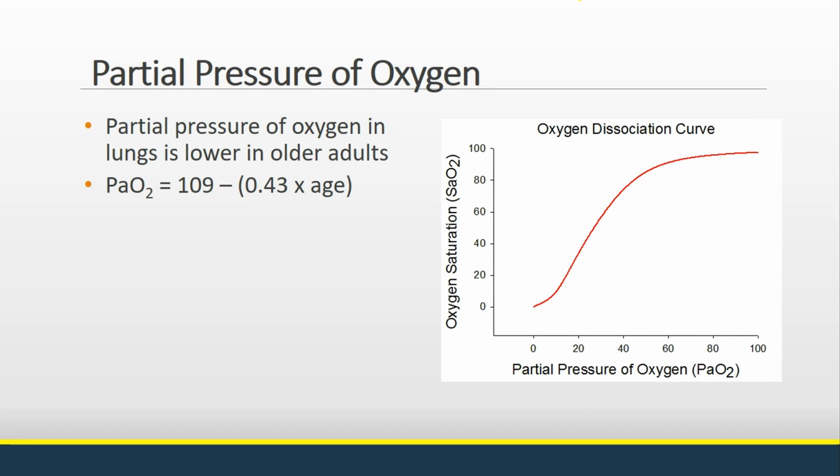Partial pressure of oxygen: because of the changes in the alveoli and the vessels, the pulmonary capillaries, what we find is our partial pressure of oxygen at rest is going to be lower. It's going to be above the 60 that we're so concerned about. So we think up here, it will be above this at rest, but it's going to be closer to that point. And this is an equation that you might see to predict PaO2 based on aging.